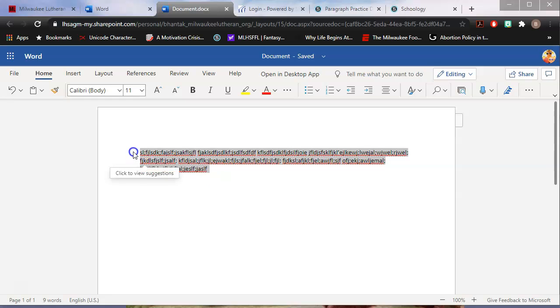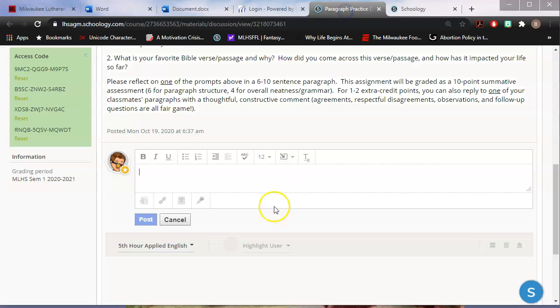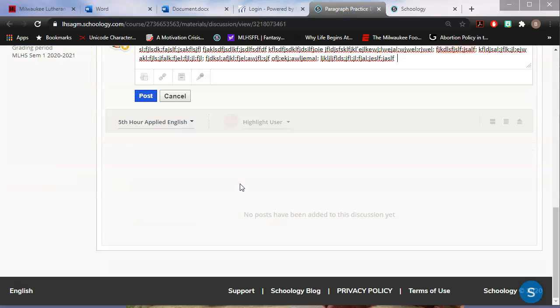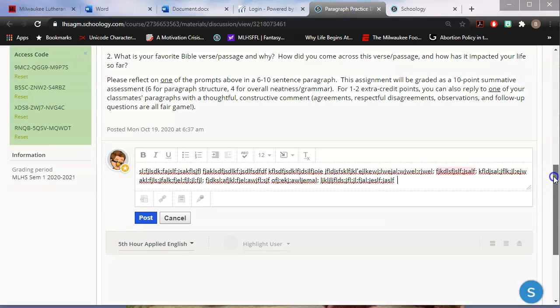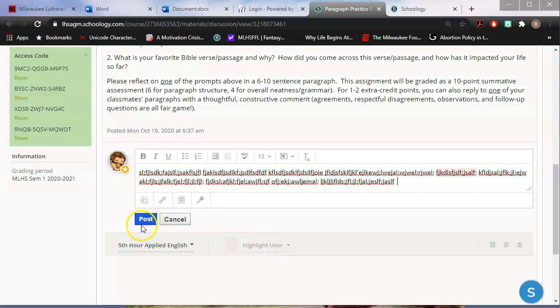Once I'm done, I can just copy-paste this. Control-C is copy. Go back into our discussion. Control-V is paste. There it is. And I would hit post just once I'm ready to post in there.